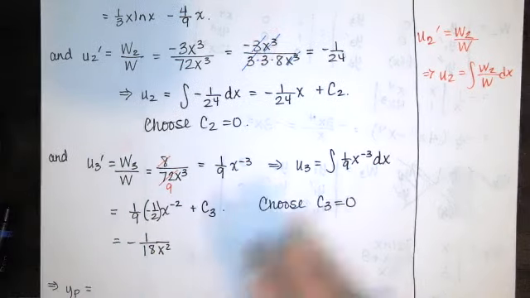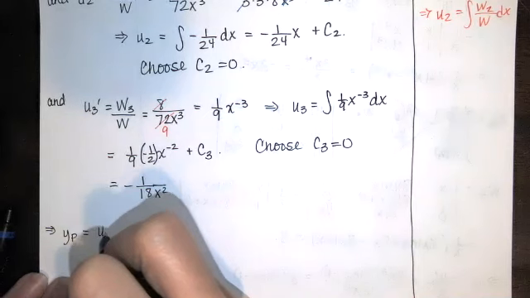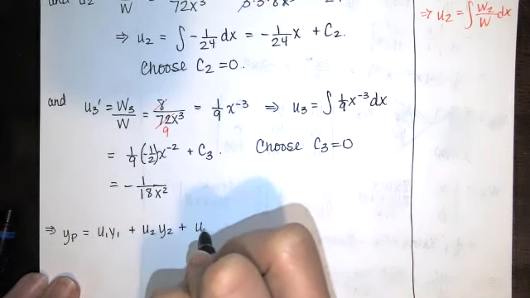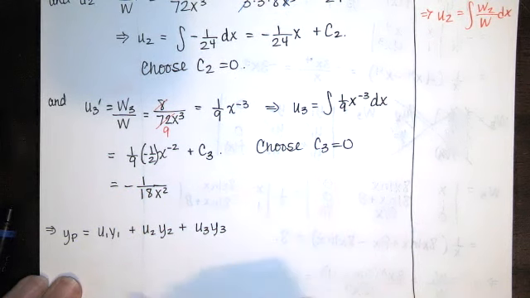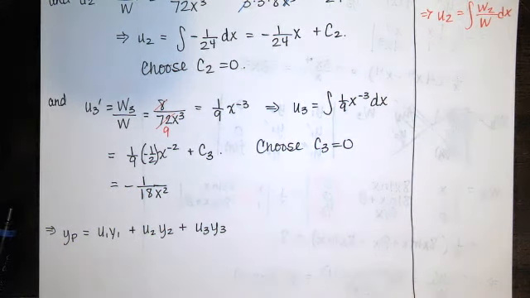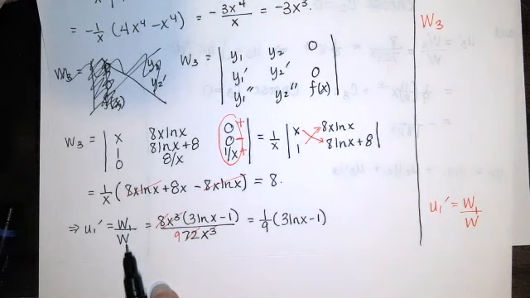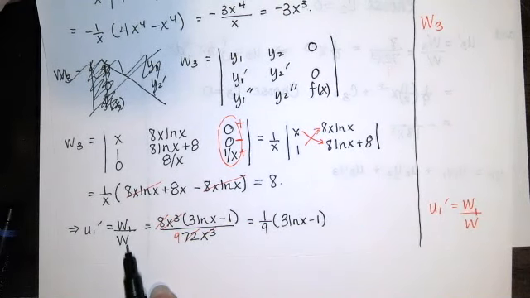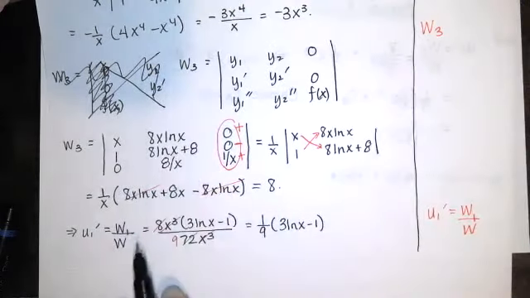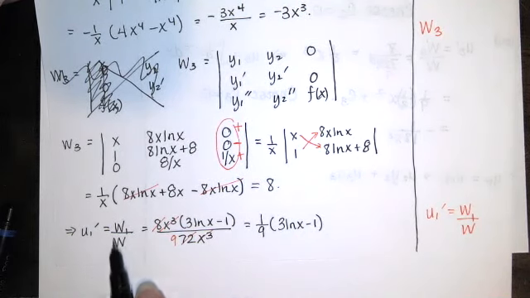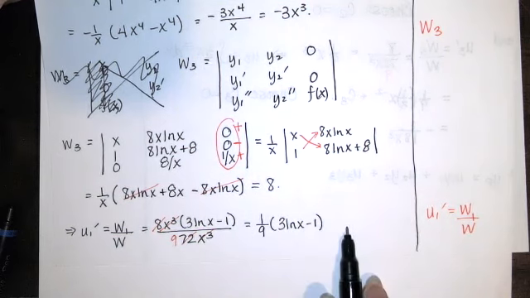So remember, y sub p is u1 y1 plus u2 y2 plus u3 y3. And u1 came from taking w1 and dividing it by w. Now w1 and w both had the same second column, like this. So this had an extra factor of 8. This had an extra factor of 8. So the 8's cancel, and we ended up with this expression.